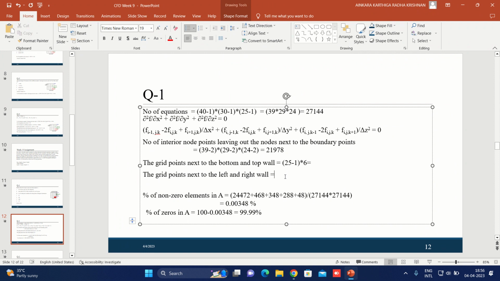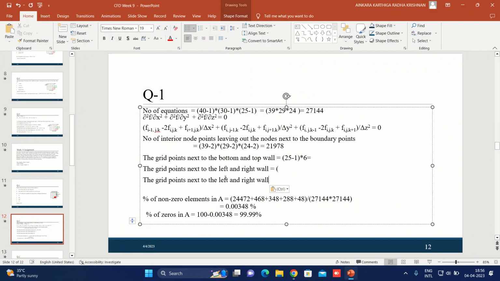And similarly for the left and right wall, and what we have next to the left and right, top and bottom, front and back. That would be 30 minus 1 into 6. Again this would be 40. 30 minus 1 into 6.